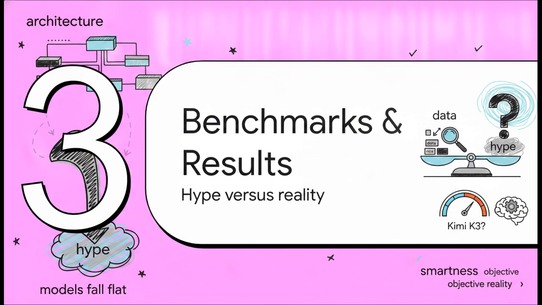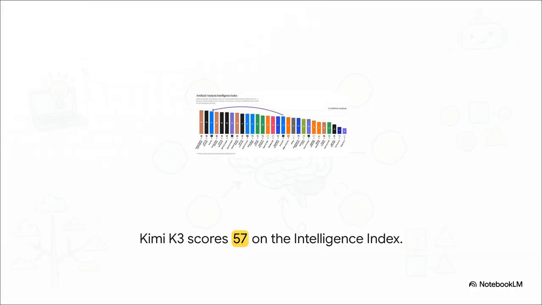Okay, Section 3, benchmarks and arena results: the hype versus the reality. Because, let's be honest, cool architecture means absolutely nothing without the execution to back it up. So independent testing gives us a much clearer picture. If we look at the Artificial Analysis Intelligence Index, which remember, aggregates 9 major evaluations, Kimi K3 lands a very strong score of 57.